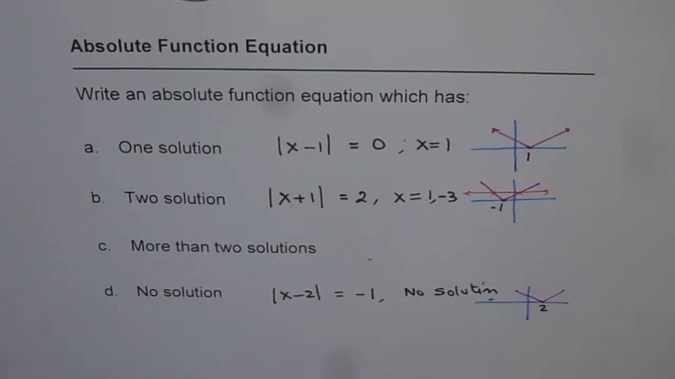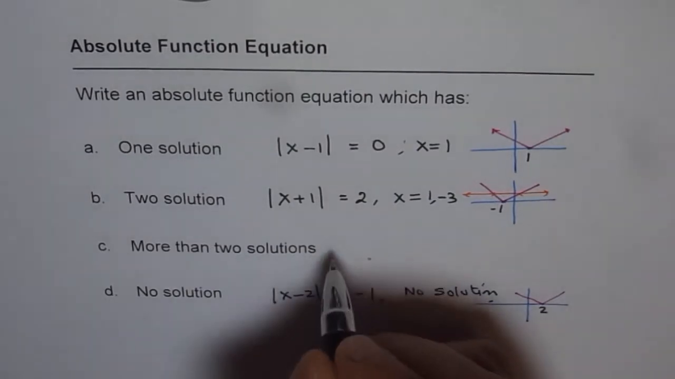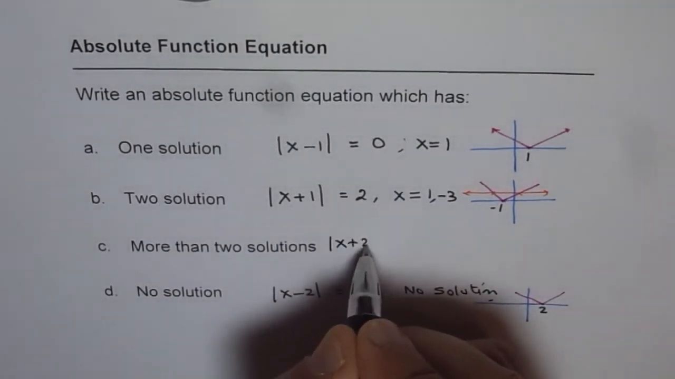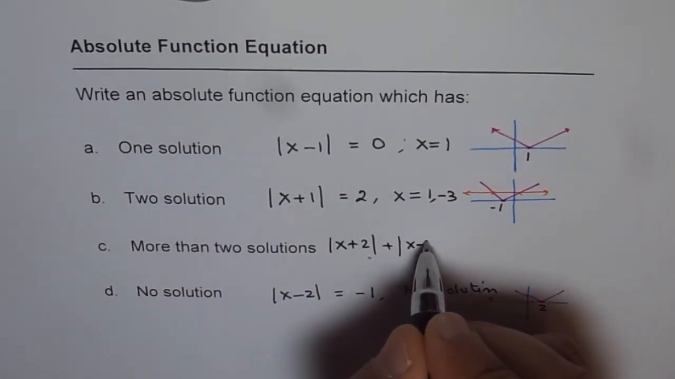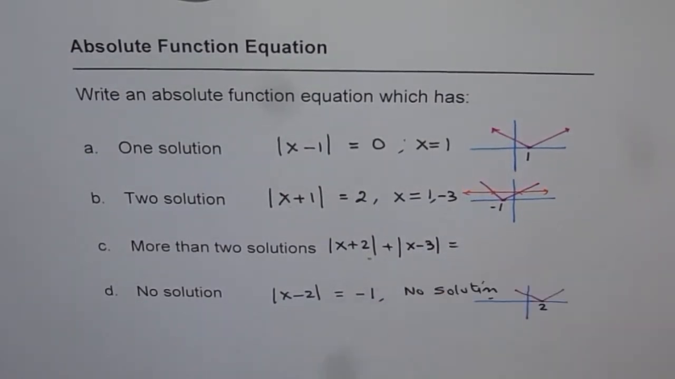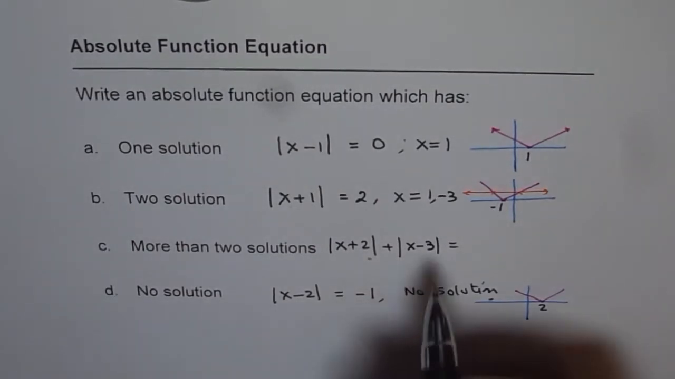Now, more than two solutions. That's kind of tricky, so we'll have to fabricate something and then figure out the answer. Let me just randomly write down an absolute function this time, and then we will see how to get an equation which will give us more than two solutions. Okay, so let me write down an equation like absolute value of x plus 2 plus, let's say, absolute value of x minus 3 equals something which I don't know. Okay, let's plot this.